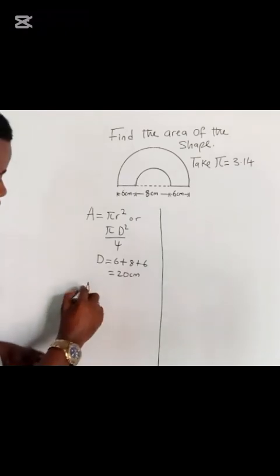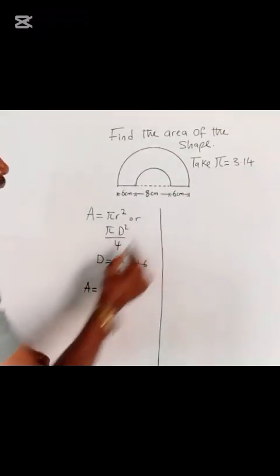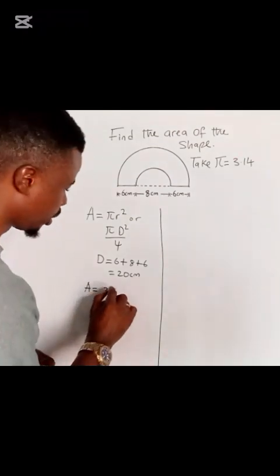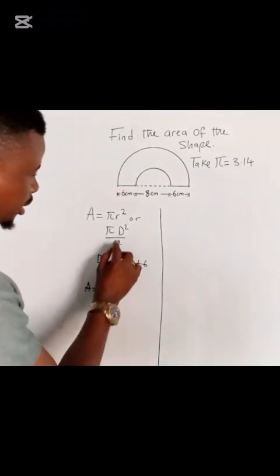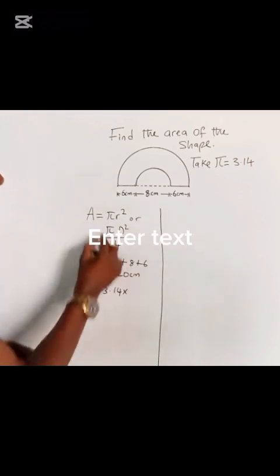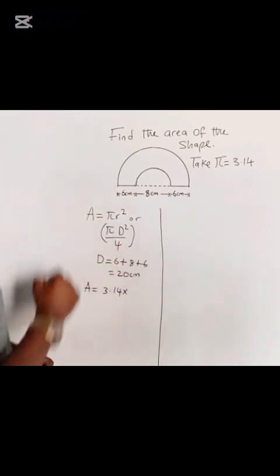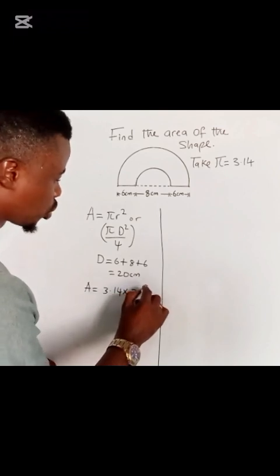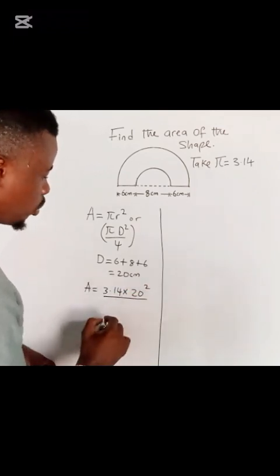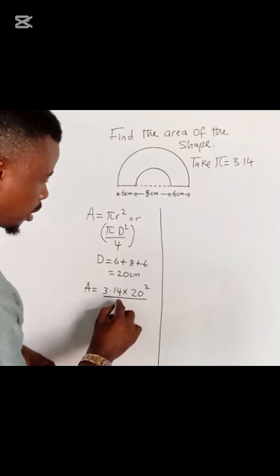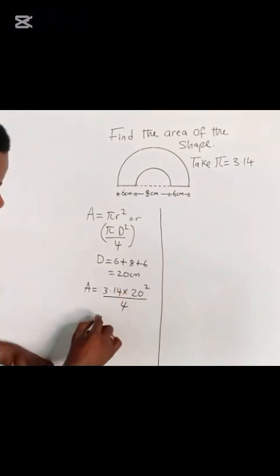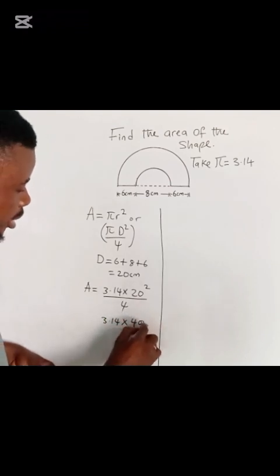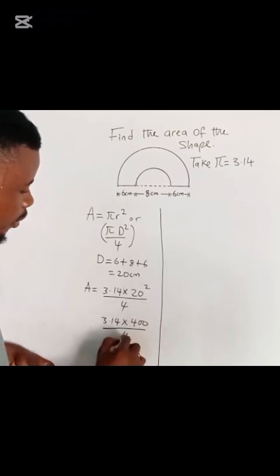So now let's calculate the area of a circle having 20 centimeters diameter. We're asked to take pi to be 3.14. So we have 3.14 times d squared. Since we're given the diameter, it is suitable for us to use this formula. So d squared, which is 20 squared, all over 4. So we have 3.14 times 20 squared, which is 400, divided by 4.